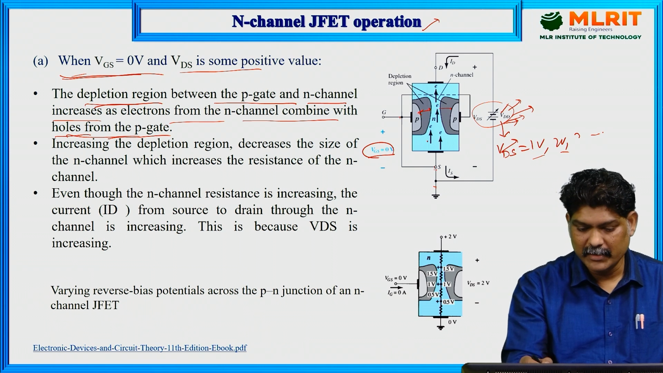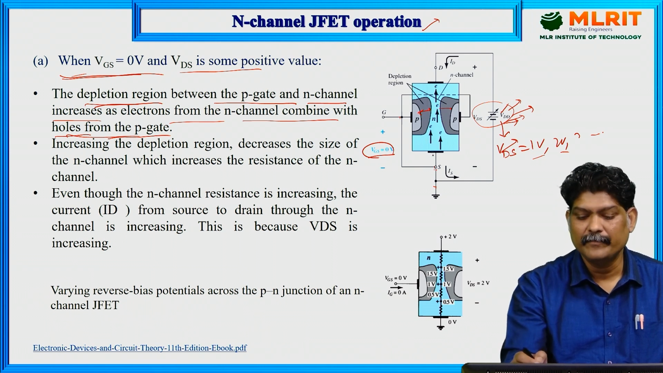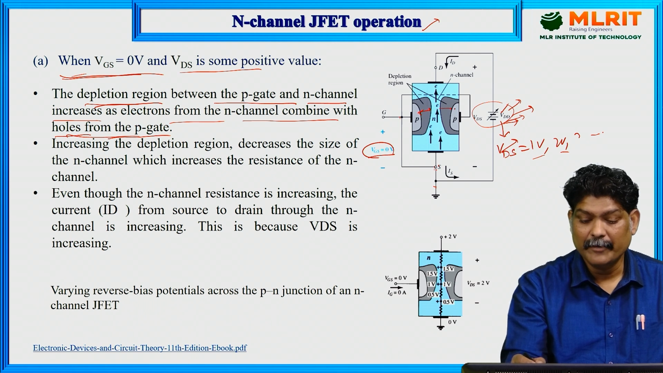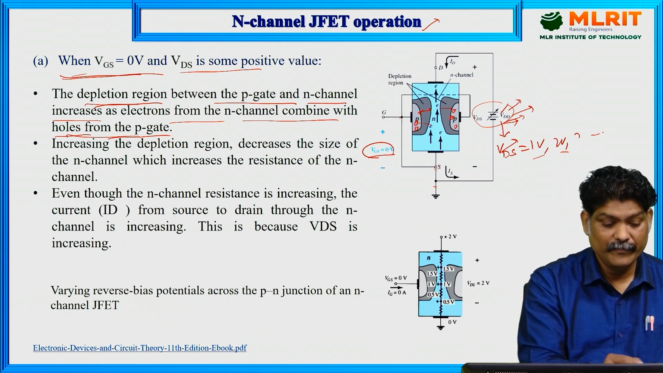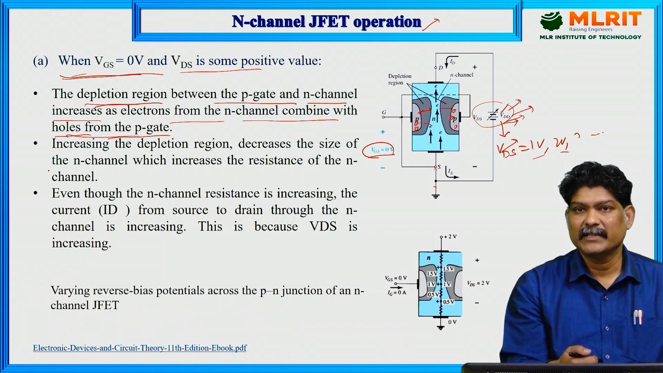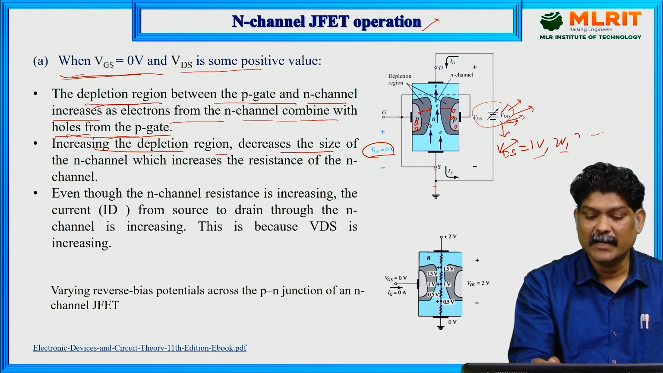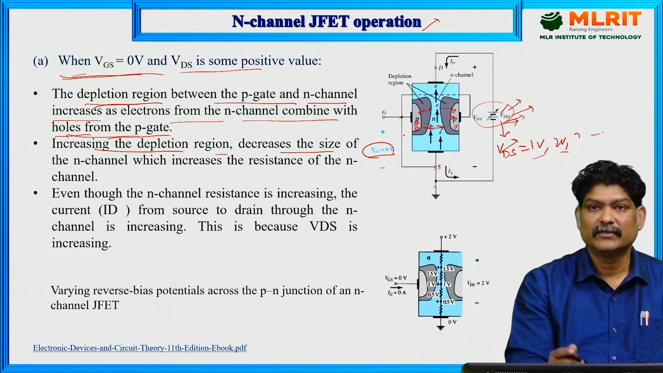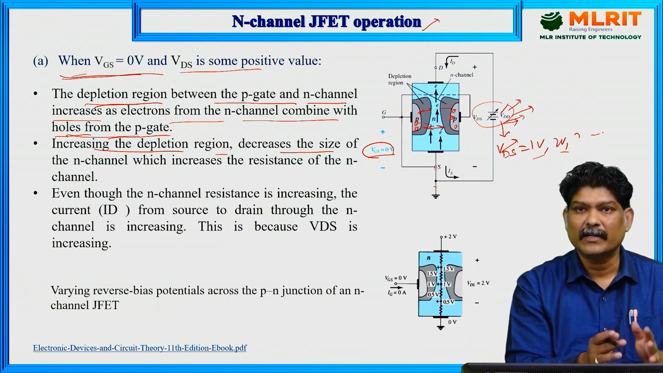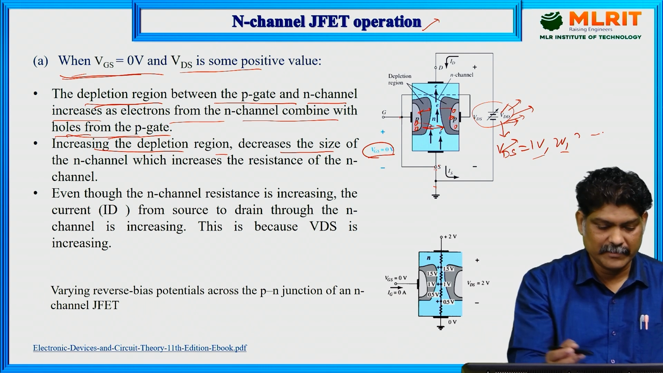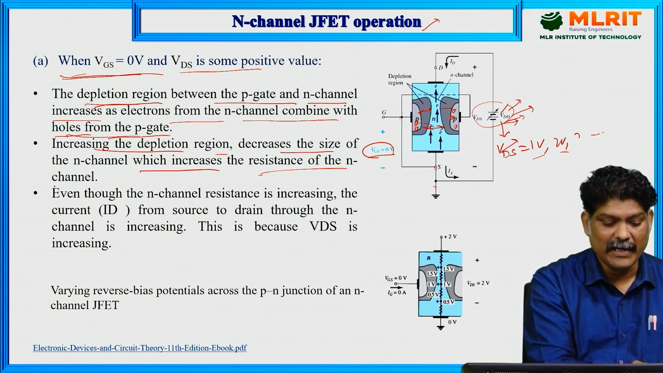These are the electrons, moving from source to drain, and this is the heavily doped P-type material in which holes are present. These holes attract the electrons. So we can say there is an increase in the depletion region. Increasing the depletion region decreases the size of the channel. The size of the channel decreasing means the resistance of the channel increases, which increases the resistance of the N channel.